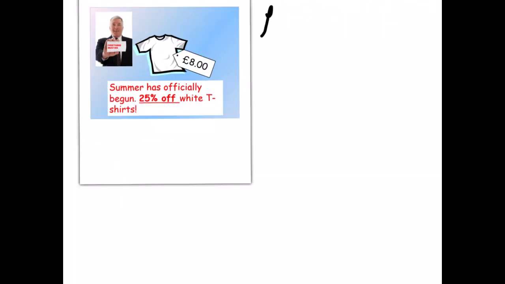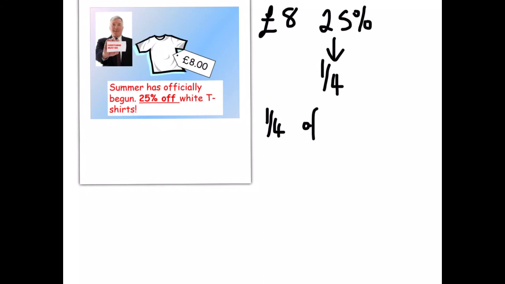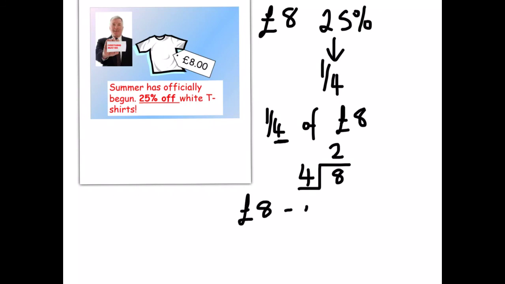The t-shirt costs £8. There's 25% off. 25% is 1/4 as a fraction. So we need to find 1/4 of £8 to find out how much is taken off the price. We simply just divide the 8 by 4. So 4 into 8 goes twice. So the original price was £8. There's £2 off. The new price of the t-shirt then is £6.